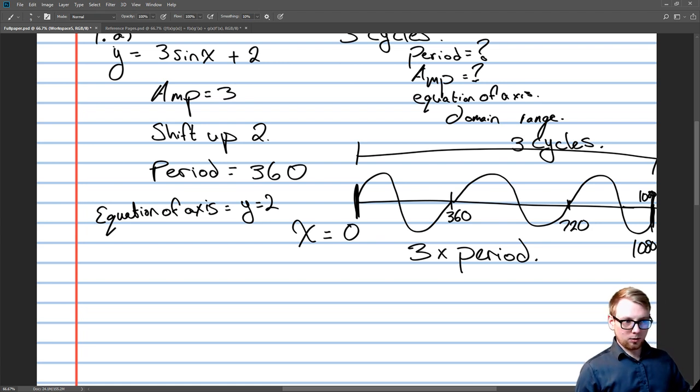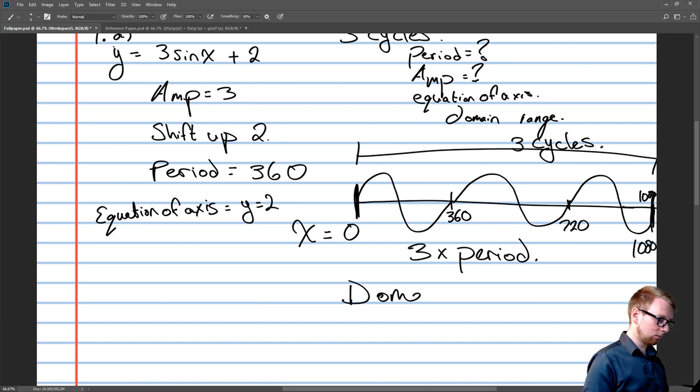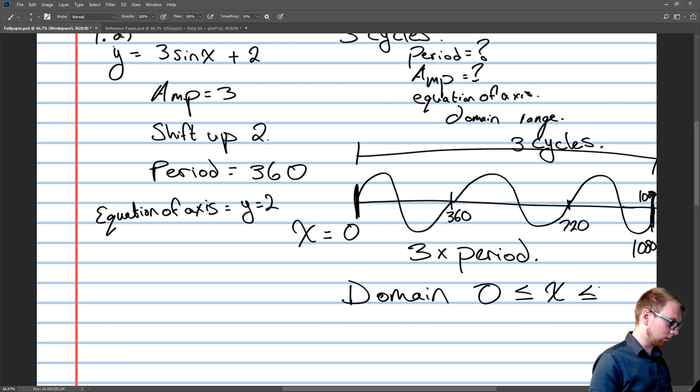What else did we need? Equation of the axis, domain and range. We have the period, we have the amplitude, equation of the axis. Okay, domain. Well, we found out that it started at 0 and ended at 1080. So that's our domain. Started at 0, which is less than or equal to x, which is less than or equal to 1080.